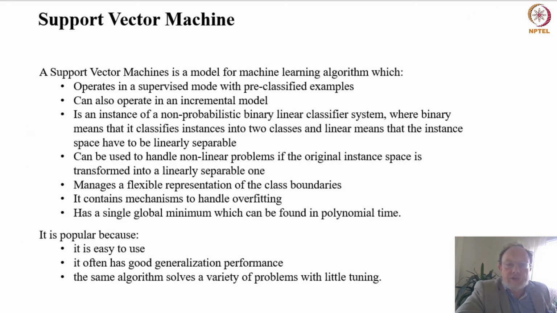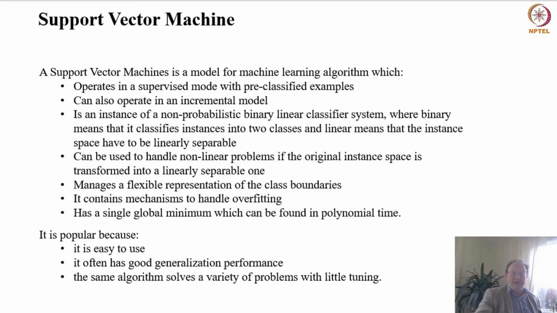A support vector machine is a model for machine learning which operates in a supervised mode with pre-classified examples. It can also operate in an incremental mode. It is an instance of a non-probabilistic binary linear classifier system, where binary means that it classifies instances into 2 classes, and linear means that the instance space has to be linearly separable. A support vector machine can be used to handle nonlinear problems if the original instance space is transformed into a linearly separable one. It can also manage a flexible representation of the class boundary.